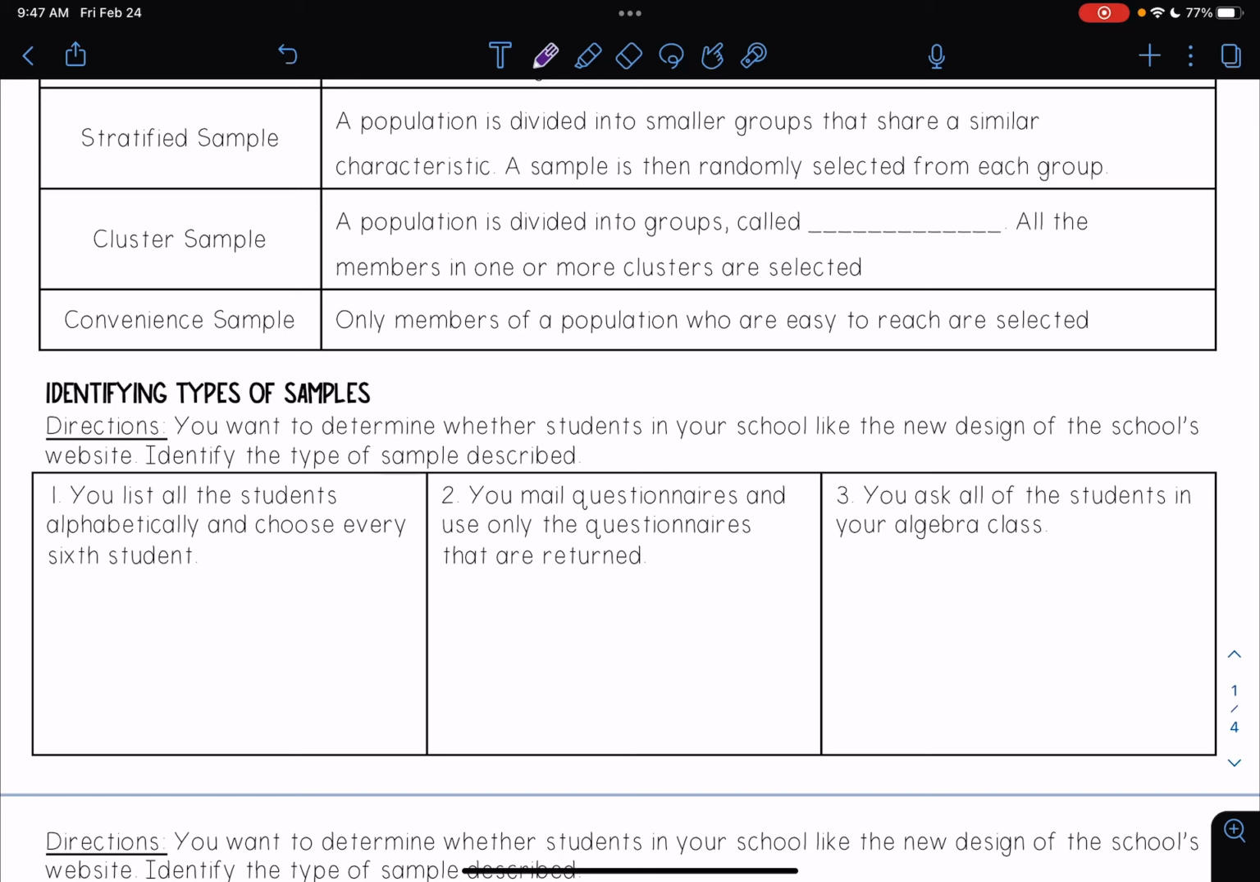A cluster sample is similar to that, but this is when a population is divided into groups called clusters. And then all the members in one or more clusters are selected. So going to that previous example, you might select all of the juniors to have in your sample. And then a convenient sample is when only members of a population who are easy to reach are selected. So it's convenient for you.